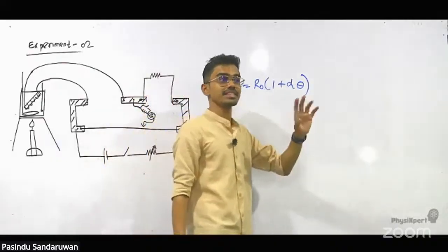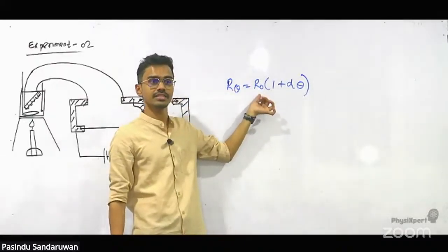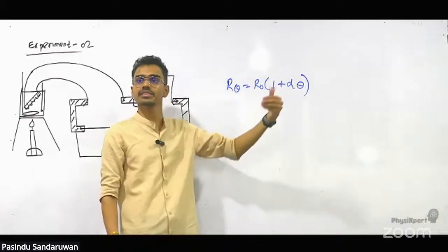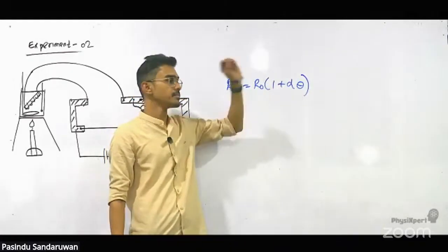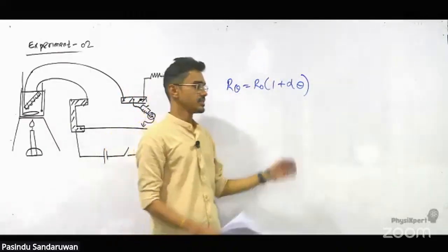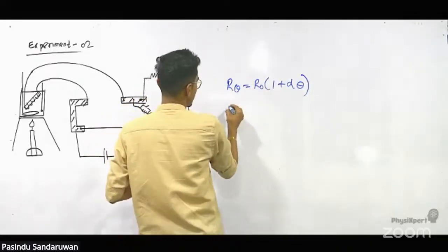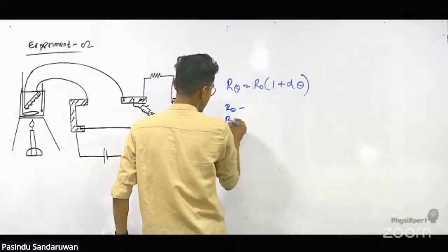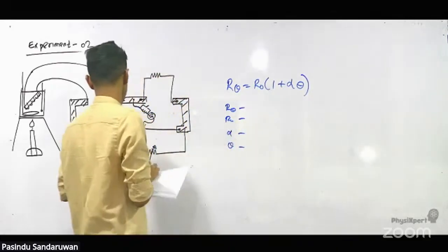Thermal equations use temperature difference. Here we take the difference with 0 degrees Celsius, so the difference is simply the present or current temperature. Now, from the equation, R theta equals R naught alpha theta, plus R naught. Next, about the meter bridge.